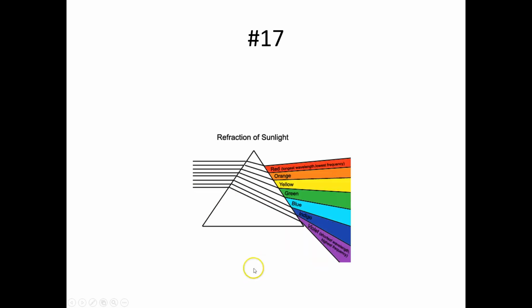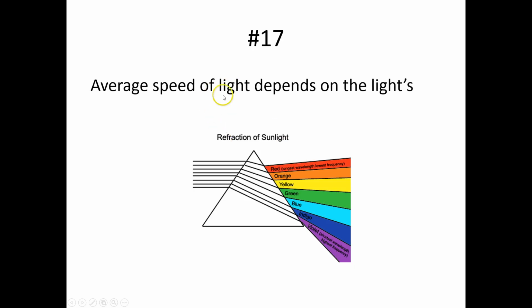Number 17, if I refract sunlight, you'll notice that I get all the colors of the rainbow: red, orange, yellow, green, blue, indigo, and violet. So that one's pretty simple. The average speed of the light does just depend on the color of the light.